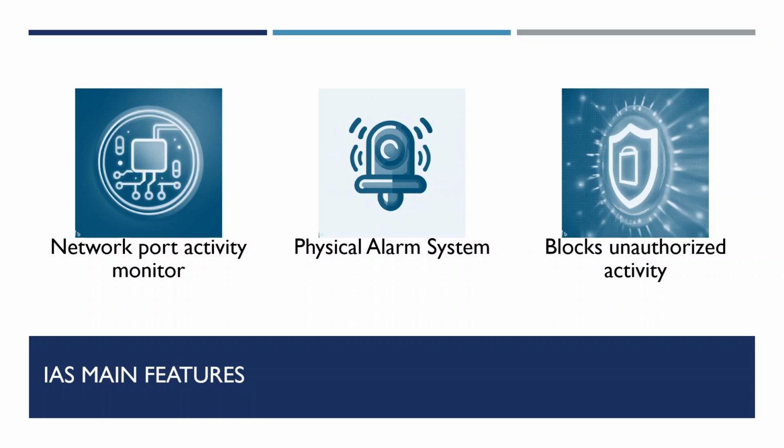But that's not all. If you don't want the trespasser coming back, you can then block them from ever getting access again using the IAS application. In the next slide, I'll give you a demonstration of the actual working prototype and how you can use it to detect someone trying to access a computer and then block them from accessing your computer.